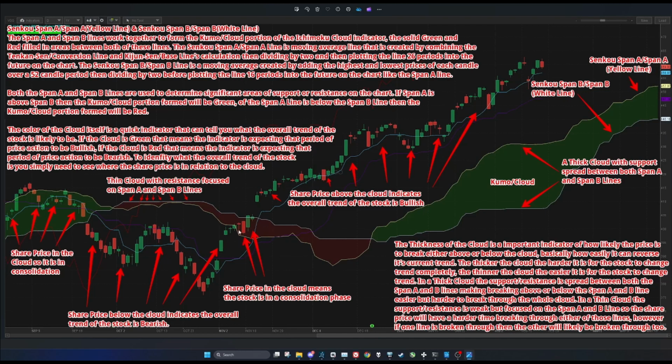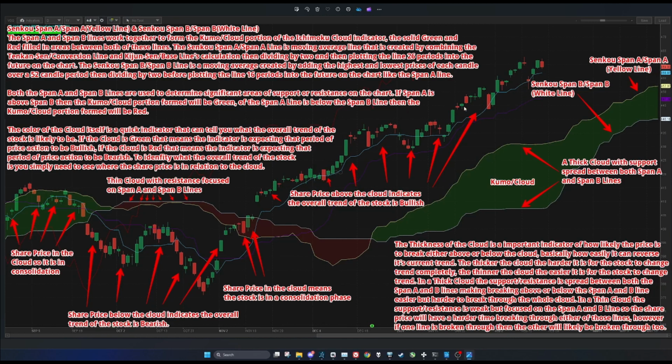Now, whether the cloud is red or green doesn't really matter to show you what the current trend is. What's more important is you seeing where the candlesticks are in relation to the cloud. So the thickness of the cloud also plays a factor into this. So you'll often see the Span A, Span B lines being used as support and resistance for your stock. They're going to be more significant levels of support and resistance.